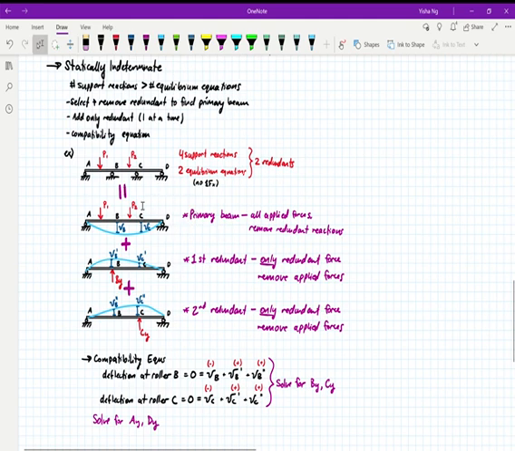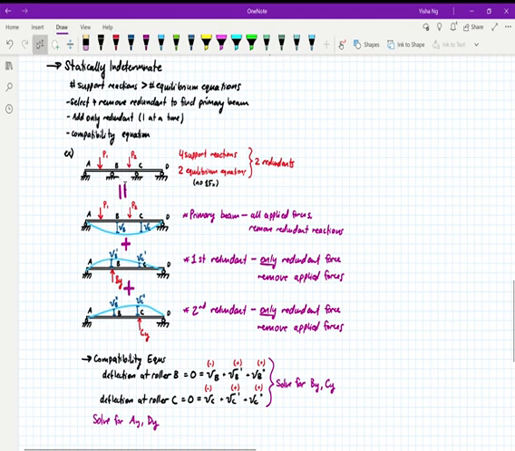So for the primary beam, you remove your redundant supports, but you leave all of your external forces. So P1 and P2, we leave those. We draw the elastic curve, and we have a deflection at B and a deflection at C. Next, we're going to add each of the redundant supports only one at a time and remove all of the external forces, the applied forces. So based on just your reaction at B, you have a deflection at B and a deflection at C. Based just on your reaction at C, you have a deflection at B and a deflection at C. And then we can write compatibility equations based on this.